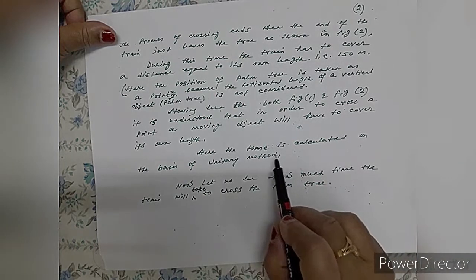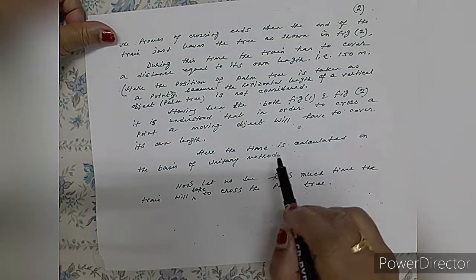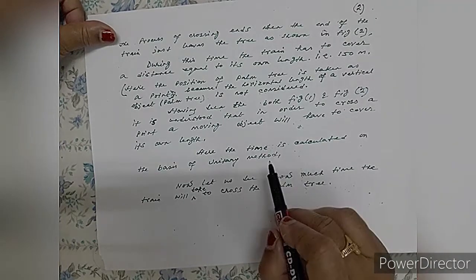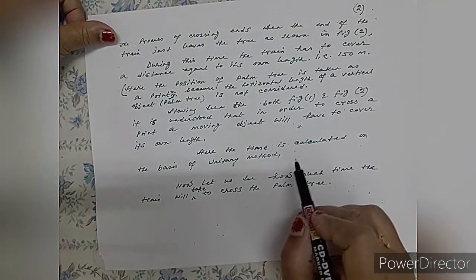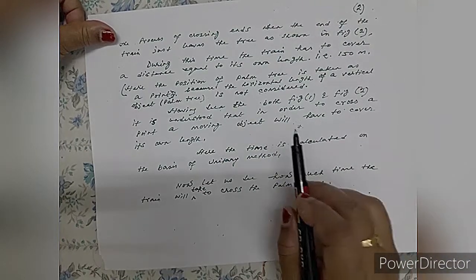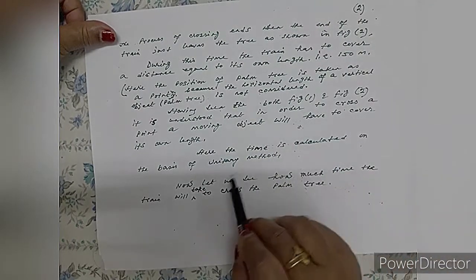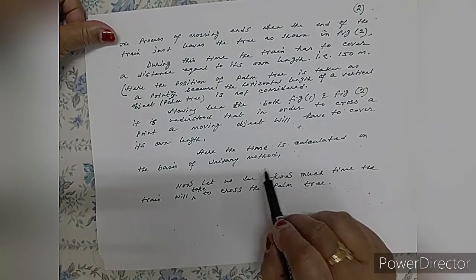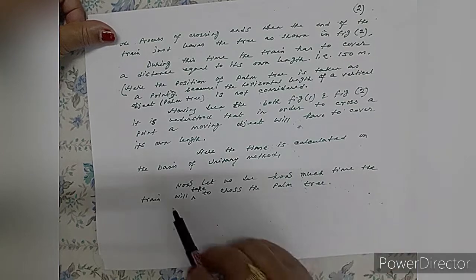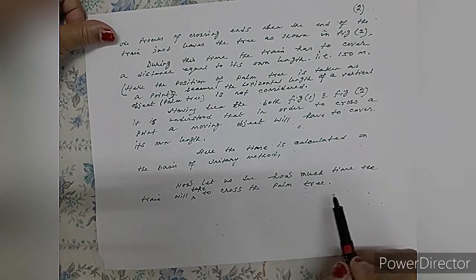Here the time is calculated on the basis of the unitary method. In the last session I discussed the unitary method a little bit, and when I calculated example 1, I used the unitary method. So here also the unitary method is to be used. Now let us see how much time the train will take to cross the palm tree.